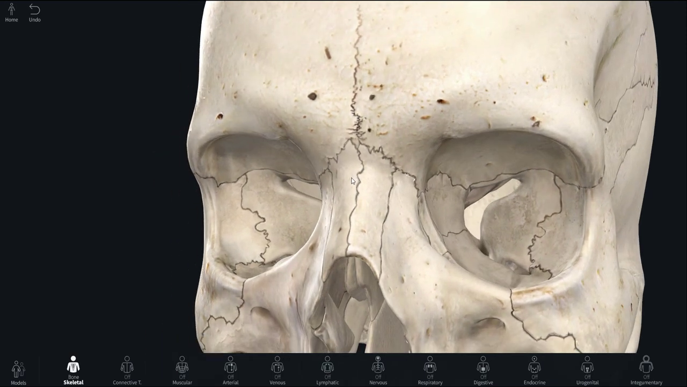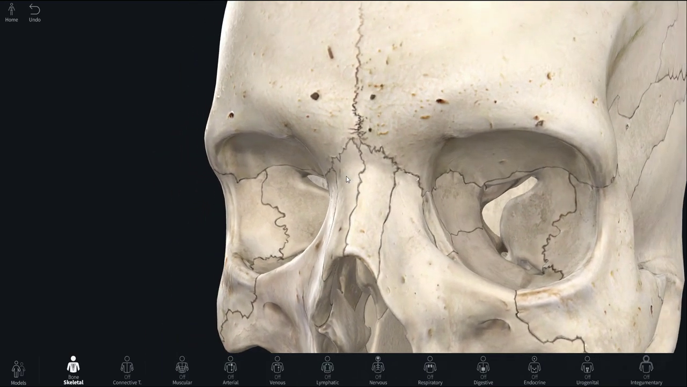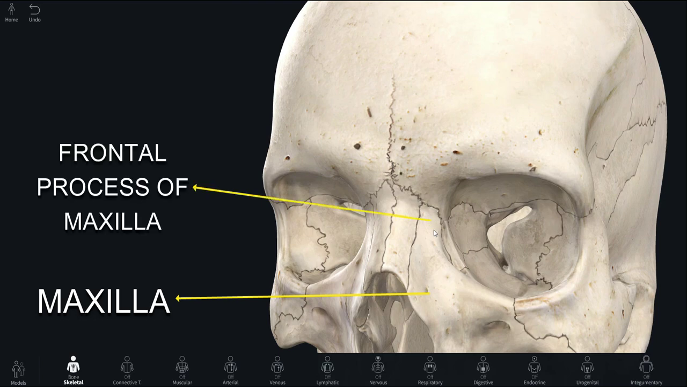Right? There are other bones also which are articulating with the frontal bone along the nasal notch, or rather the nasal part of the frontal bone. What are those other bones? Let's start from the medial aspect and proceed laterally. This over here is a nasal bone. This bone is the maxillary bone. Yes, and this is the frontal process of the maxillary bone.